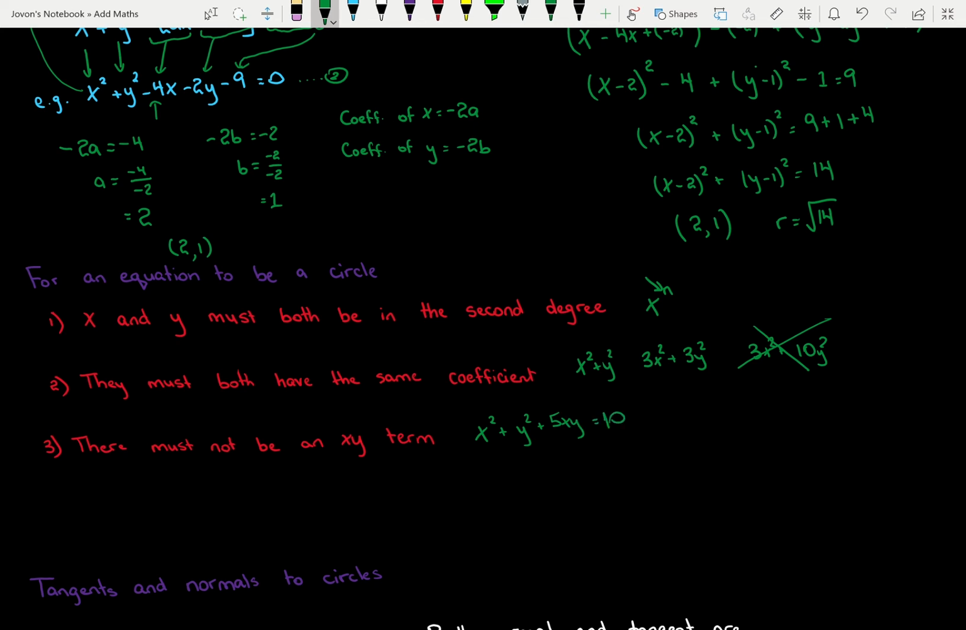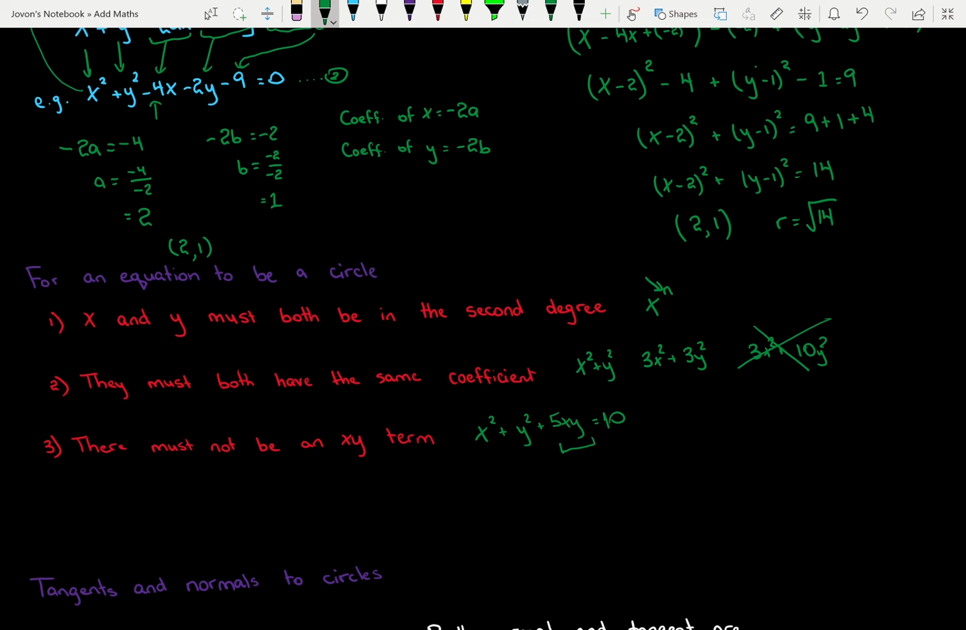Okay, this is not a circle. Once you have an xy term, a coefficient for xy, it means it is not a circle. So again, for an equation to be a circle, the highest power of x must be squared, the highest power of y must be squared, the coefficients of the x squared and y squared terms must be the same, and there must not be an xy term in the equation.